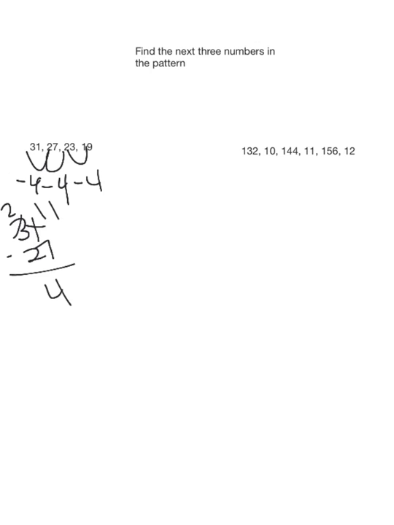So I need to continue that pattern. 19 minus 4 is 15. 15 minus 4 is 11. And 11 minus 4 is 7.